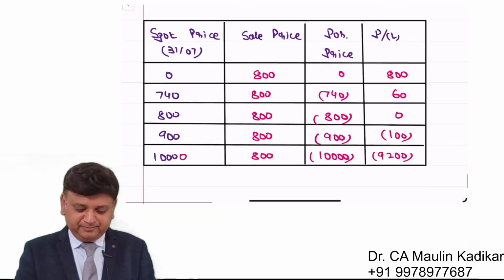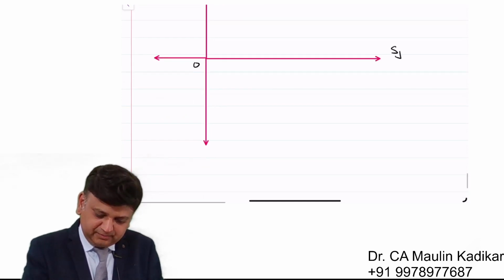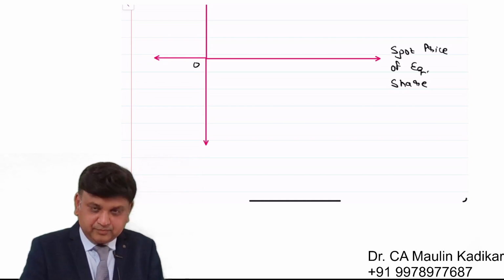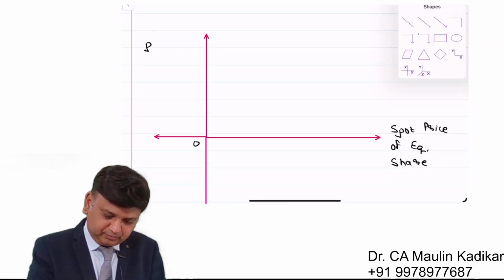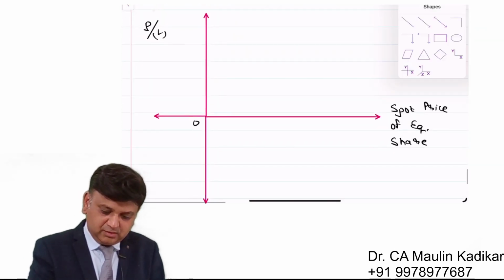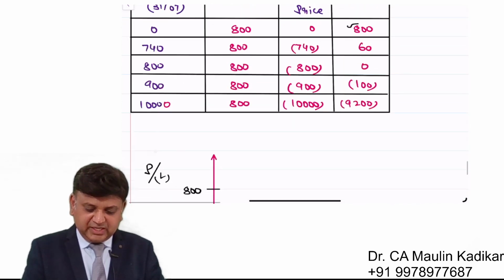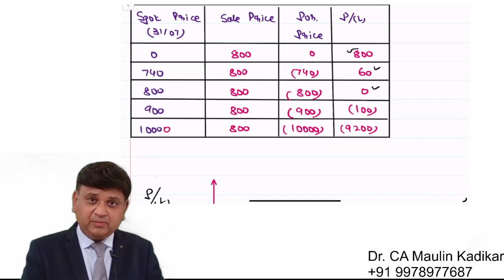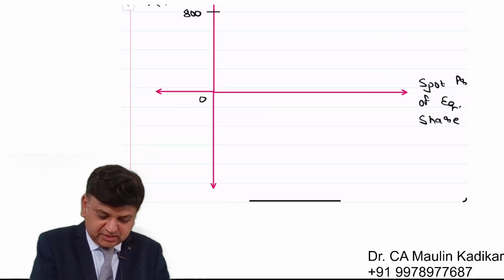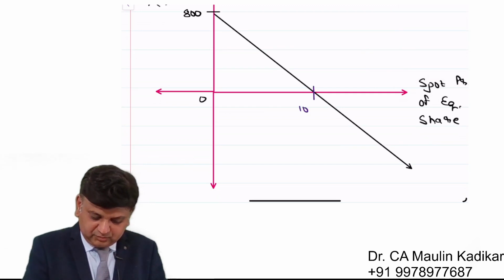So I request all of you to draw the diagram. Again we start with the x-axis, which is the spot price of equity share, and on the y-axis we take the profit or loss. We can see that when the spot price is 0, there is a profit of 800, so we start from here. When the spot price increases, the profit reduces, there is a break-even point, profit converts to loss, and there is a huge loss. So the diagram will go like this. This is the break-even point, that is 800 in this example.